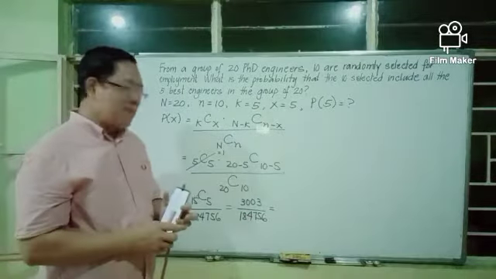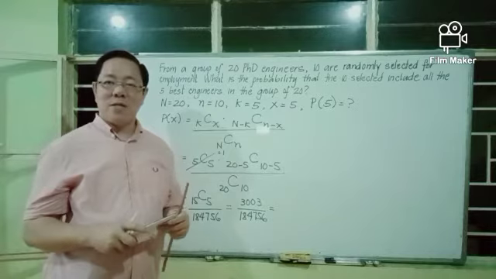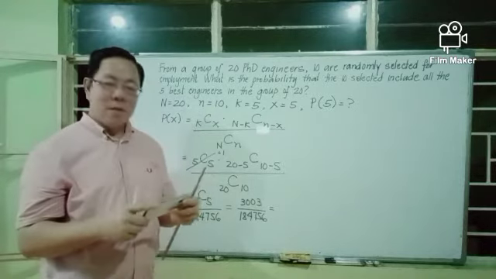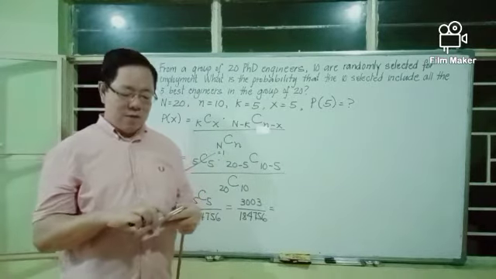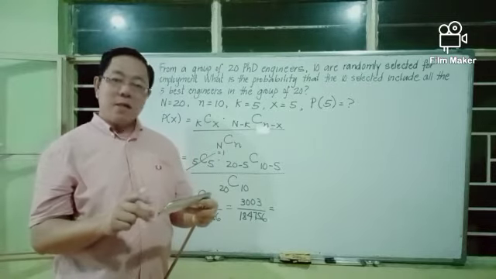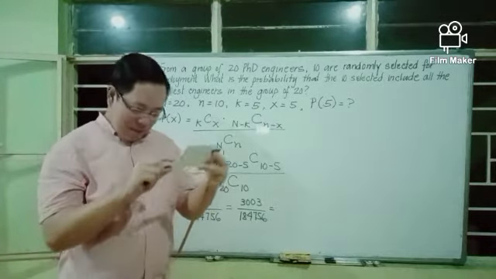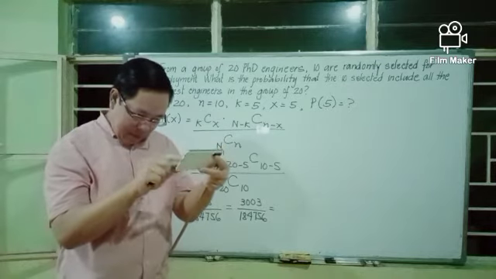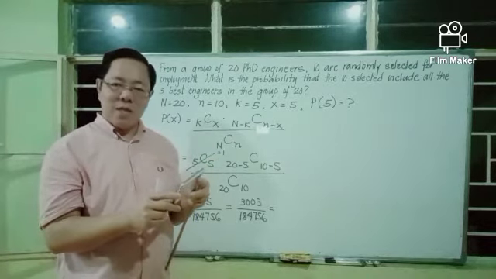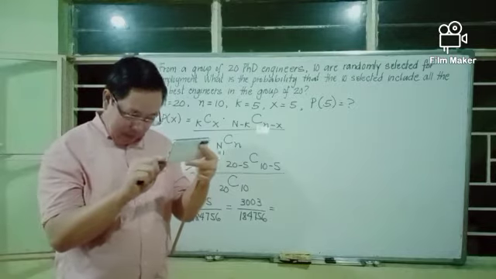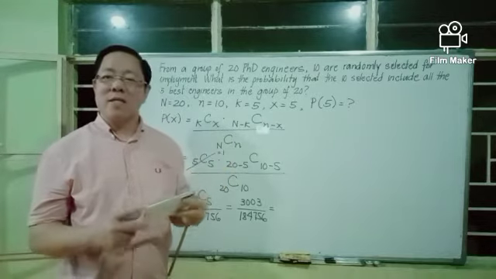And we divide 3,003 by 184,756, and we round up the answer in the calculator to 4 decimal places, and multiply it by 100%, and you round it off to 2 decimal places. 3,003 divided by 184,756, and the answer in your calculator, multiply that by 100, and you round it off to 2 decimal places, you should get 1.63%.